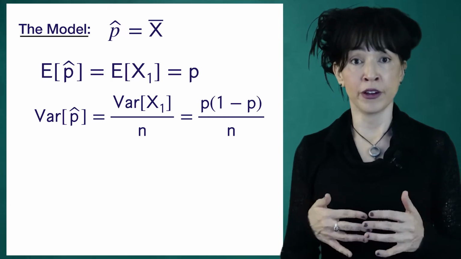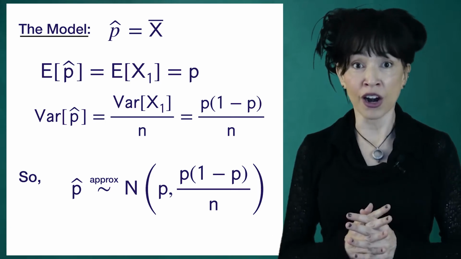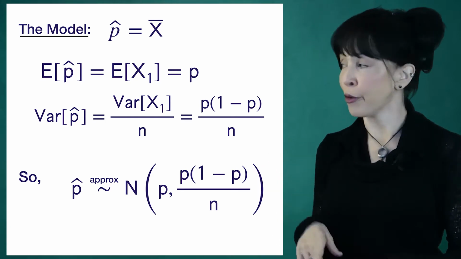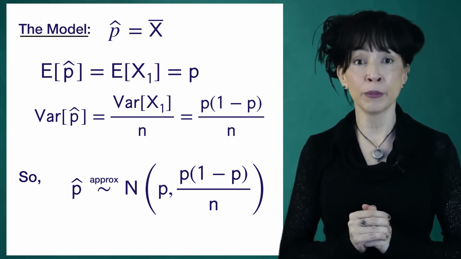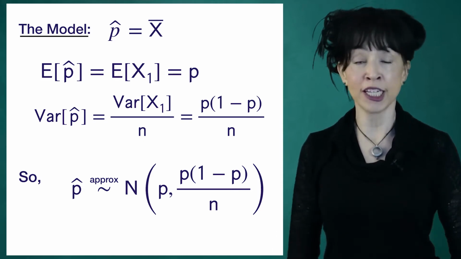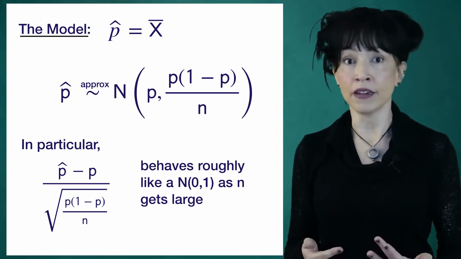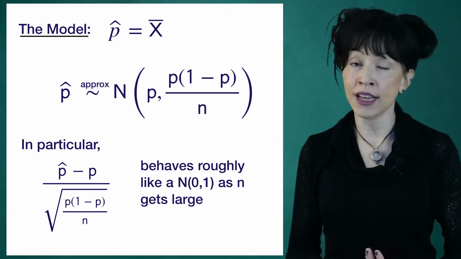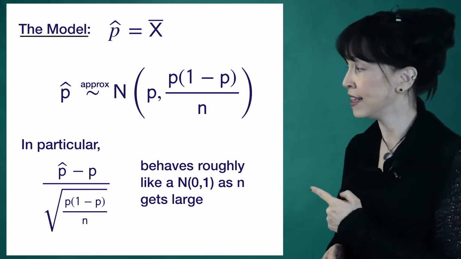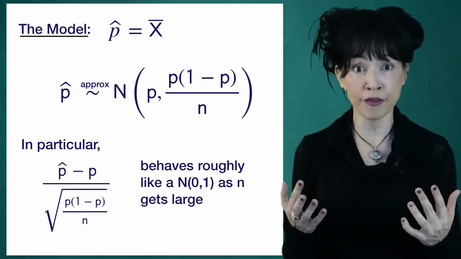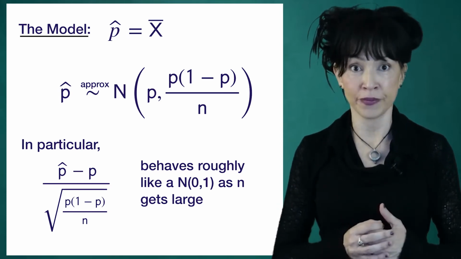So, by the central limit theorem, we're saying that our p hat is approximately normally distributed, and the mean and variance are whatever the mean and variance are. We just figured them out here. So, by the central limit theorem, p hat is approximately normally distributed with mean p and variance p times 1 minus p divided by n. Now, in particular, this means that if we standardize it, we take p hat and we subtract its mean and divide by its standard deviation, or the square root of its variance, like this, this is going to behave roughly like a normal 0, 1 random variable as the sample size gets large.